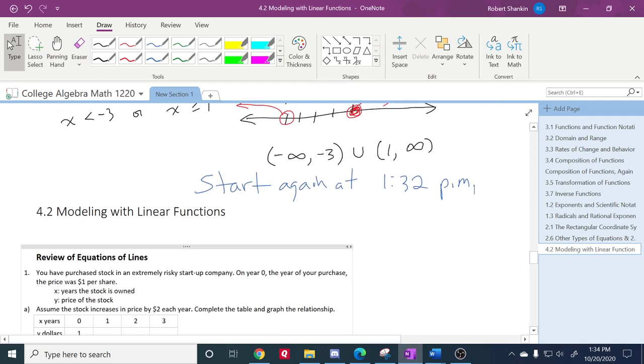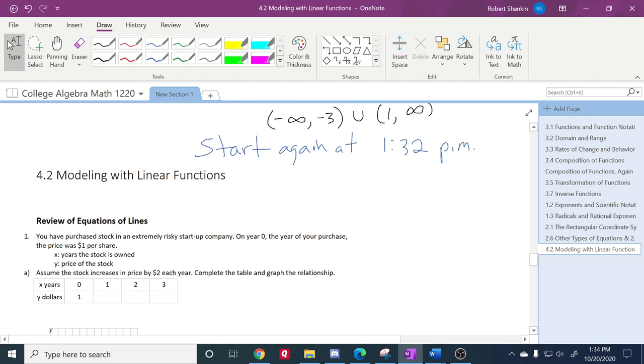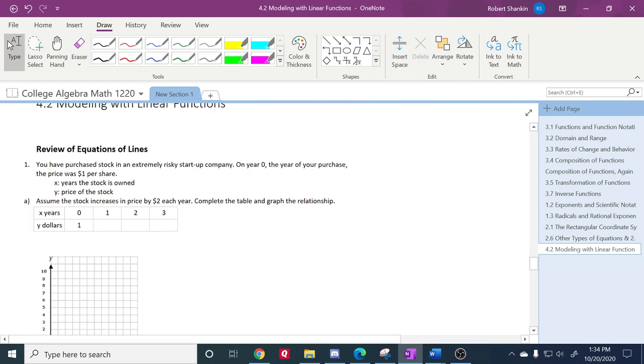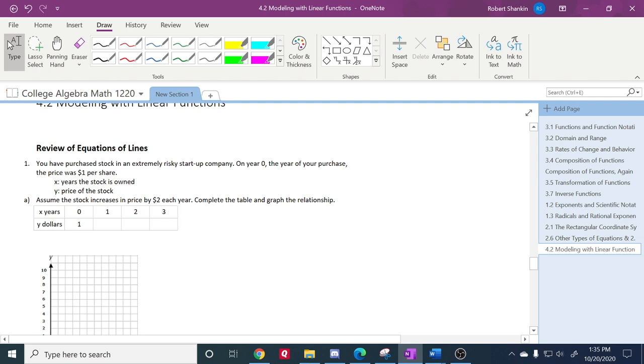All right, so the section is modeling with linear functions. And this worksheet is called Review of Equations of Lines, and I pasted this worksheet right here into OneNote. So, number 1, you have purchased stock in an extremely risky startup company. On year 0, the year of your purchase, the price was $1 per share. X is the years the stock is owned, Y is the price of the stock.